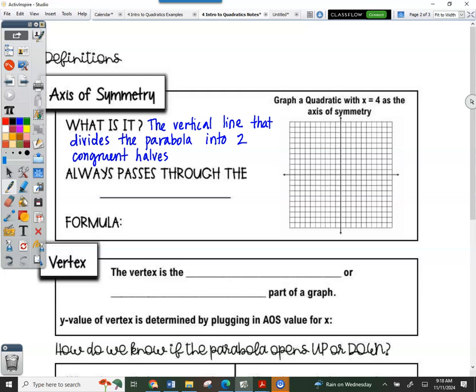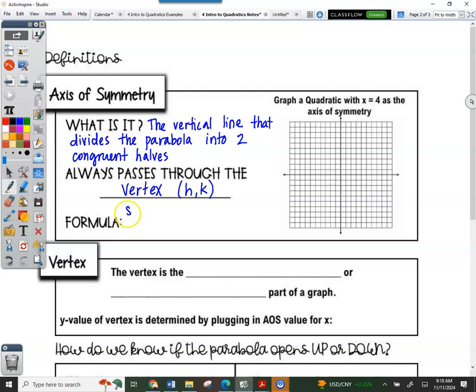What did we say that the axis of symmetry always passes through? The vertex. And going back over to the vertex form, we said the vertex is (h, k) when it's in vertex form. Let's make a note: the vertex is (h, k). The formula for finding the axis of symmetry depends on which form it's in.